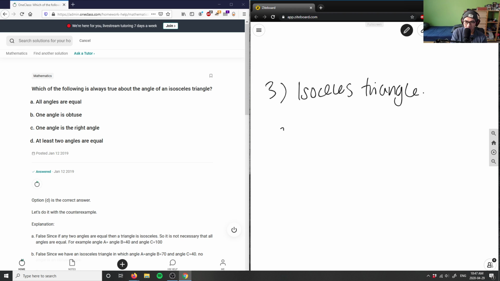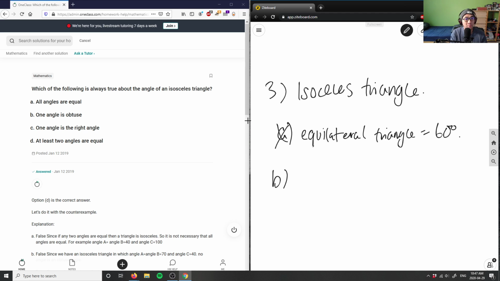This A here is incorrect, because if all angles are equal, I would get an equilateral triangle, in which case all angles are the same, so this would equal 60 degrees per angle, right? So that's not correct. A is not correct here. B here is one angle is obtuse. If you have an obtuse angle here, that means you have an obtuse triangle, right? So if you draw something like this, it has an obtuse angle. This is an obtuse triangle, which is not an isosceles triangle. So B here is also incorrect.